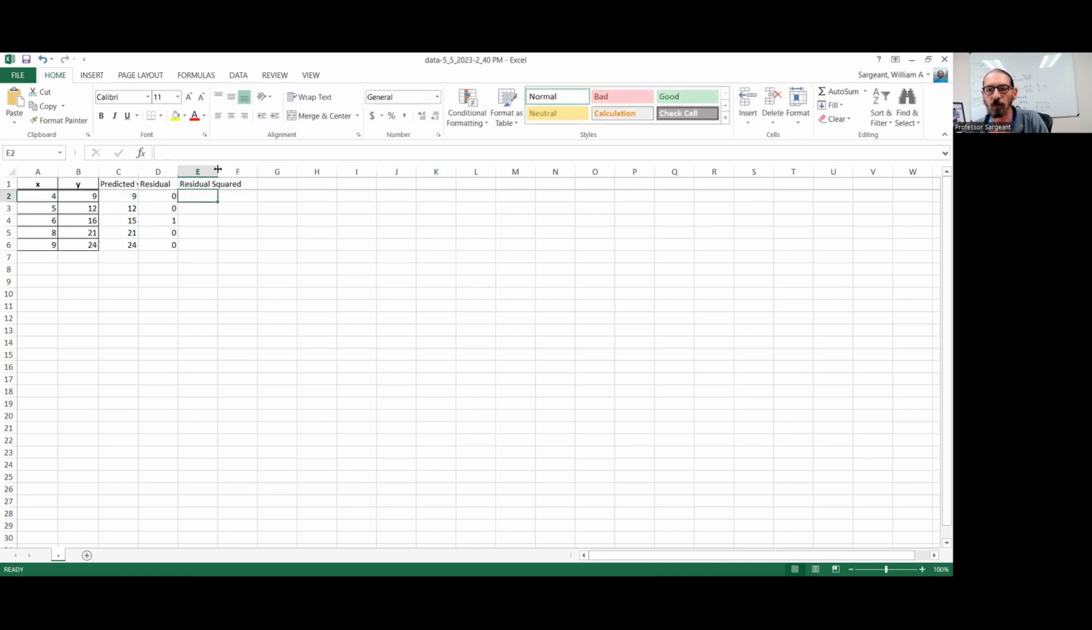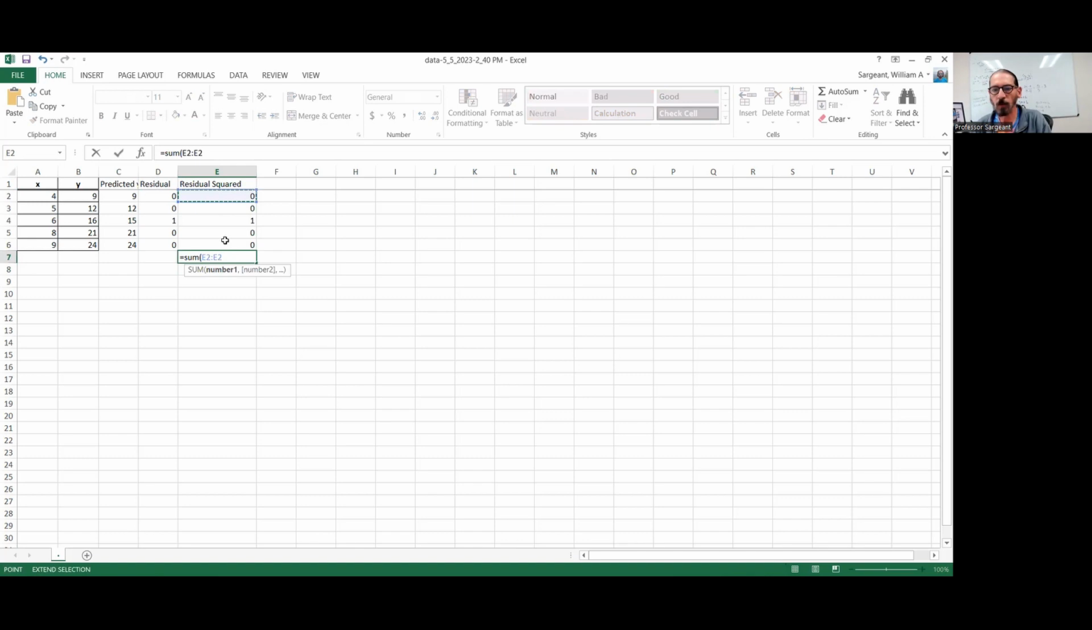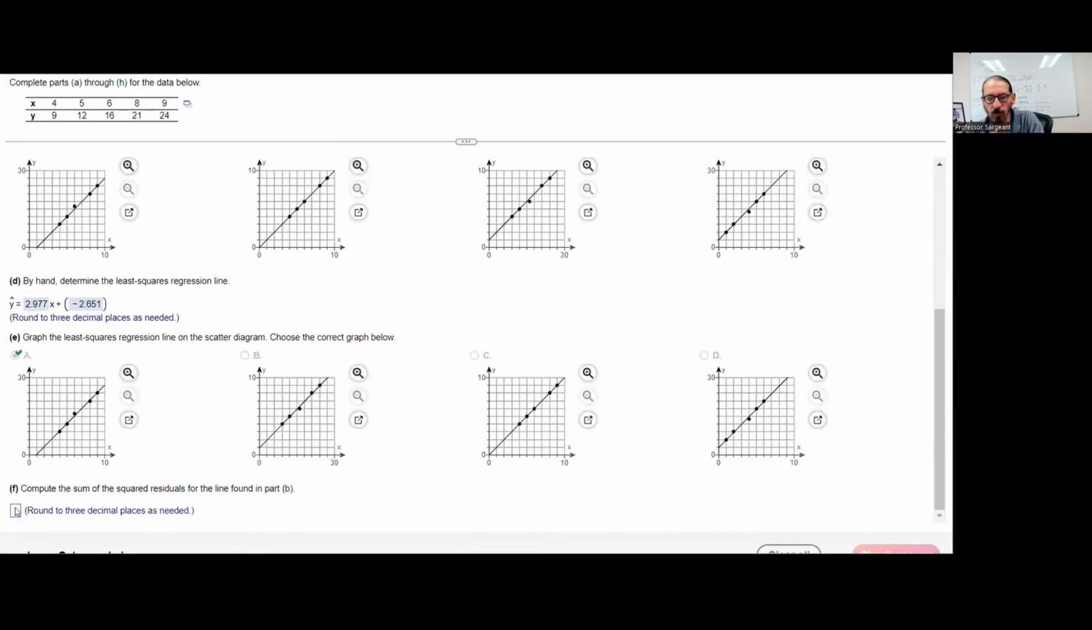We want to have the lowest possible sum of all the residuals squared. Now, this should be kind of easy to see for this example, that 4 of them are going to be zeros, and 1 of them will be a 1, and then the sum of those 5 residuals squared is just going to be 1. So the sum of the residuals squared is 1. No rounding needed.